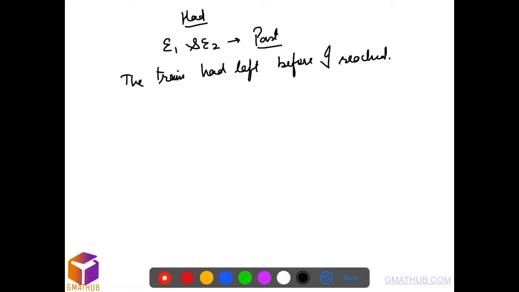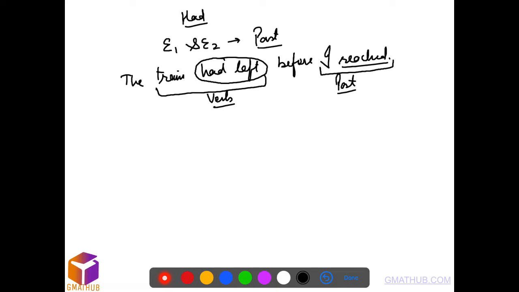Which event happened earlier? The train left earlier. So the event that is happening earlier will use this had left, this form of verb for that particular action. And the event that happened later, we'll use simple past tense for that, reached. Again, two events are happening, and the event that happened earlier will use had left for that.